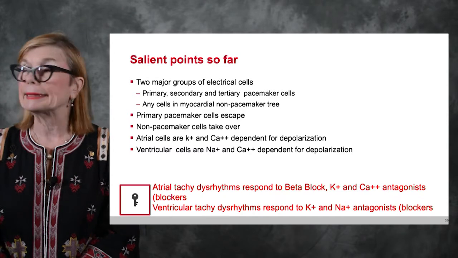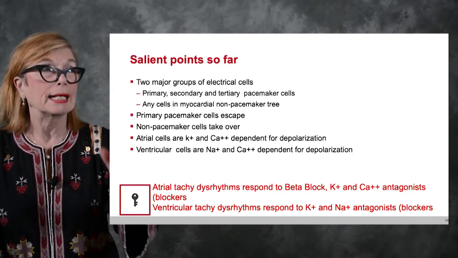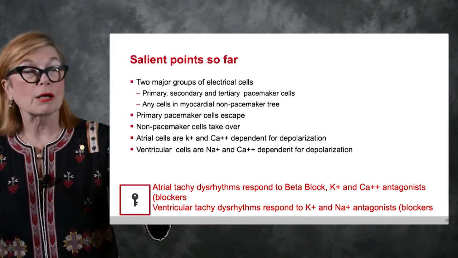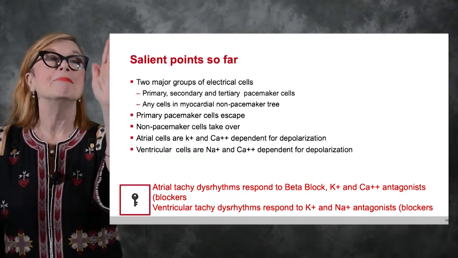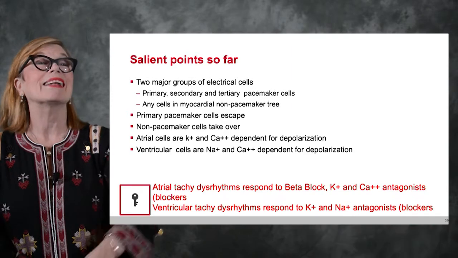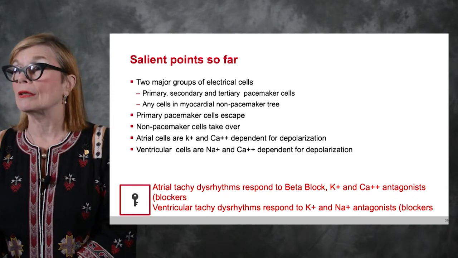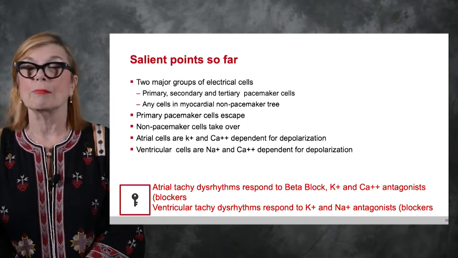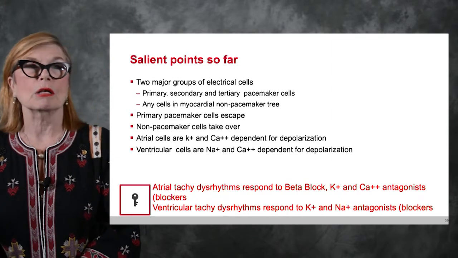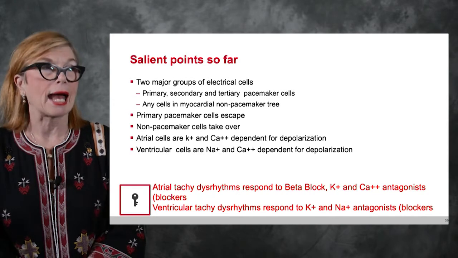Atrial cells are potassium and calcium dependent for depolarization, and ventricular cells, and please hear me now and listen to me later, I made a typo here. Ventricular cells are potassium and sodium dependent for depolarization. So you see that down below in the key, which is atrial tachydysrhythmias respond to sympathetic control, beta block therapy, potassium and calcium antagonists. Ventricular tachydysrhythmias respond to sodium and potassium channel antagonists.